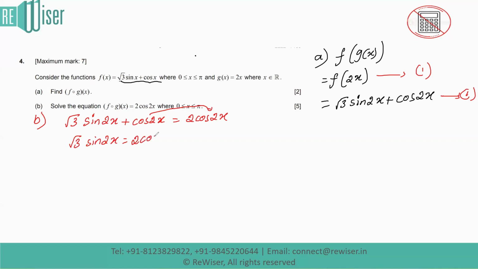Okay, let me write down each step. 2 cos 2x minus cos 2x, which can be just written as cos 2x. So now, whenever you have sine on one side and a cos on another side, you should always think about how you can make it as tan. I'm going to divide both the sides by cos 2x.